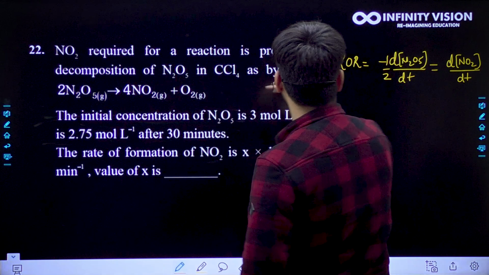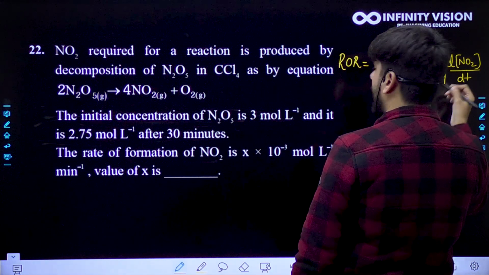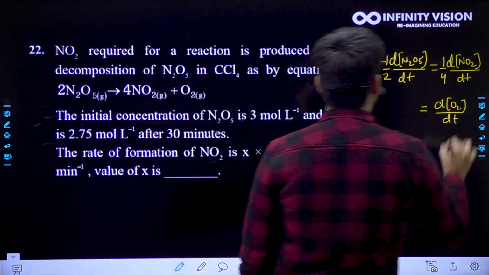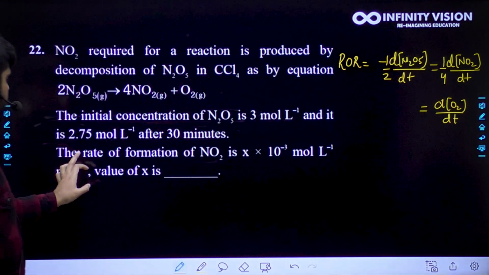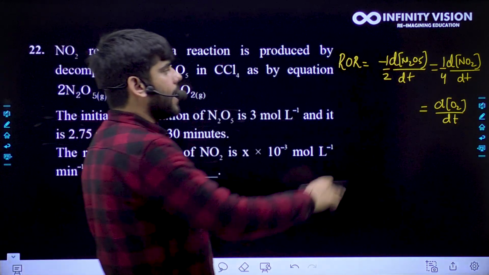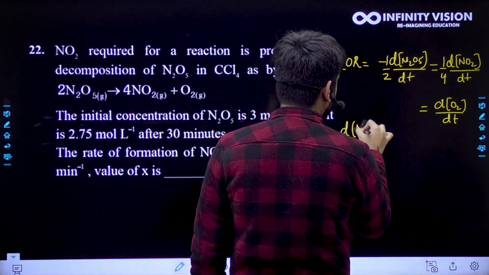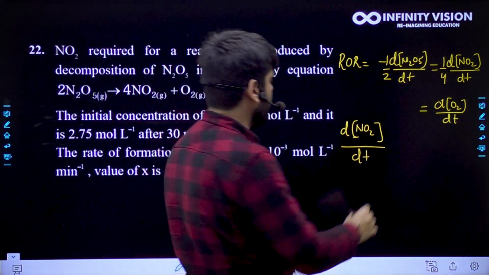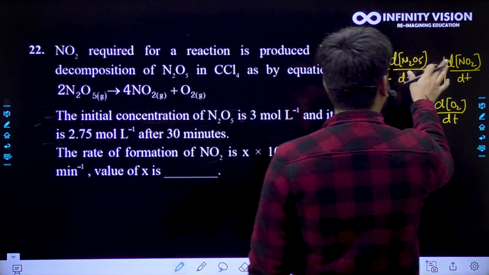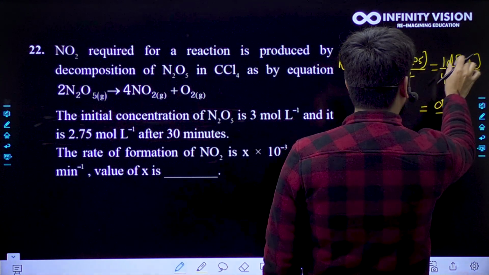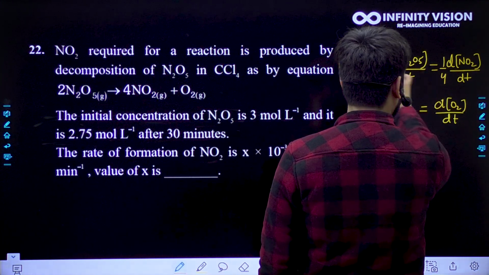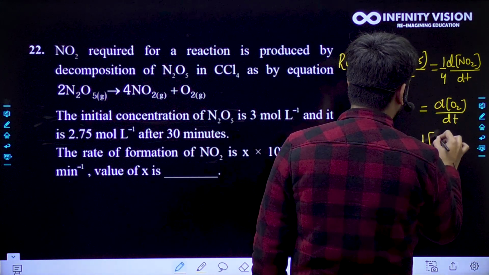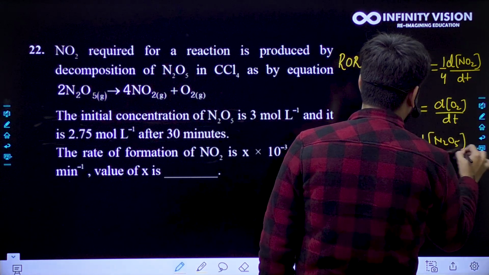Again, the stoichiometry is taken into consideration. And same goes for O2, that is d of O2 upon dt. Right? So we need to find out the rate of formation of NO2. That means we are supposed to find out d NO2 upon dt, the rate of formation, right? So if we see by this, we can write d NO2 by dt as, if I take 4 this side, this will be minus 4 upon 2, that is minus 2 into d of N2O5 upon dt.